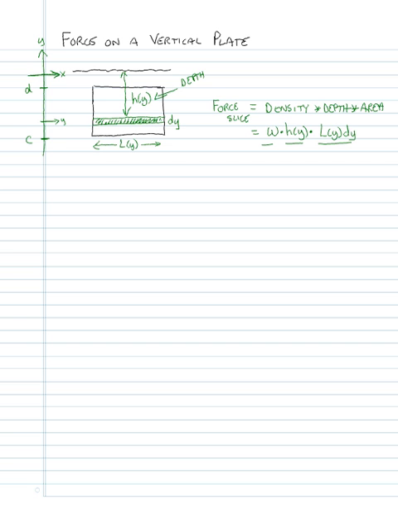Now, the total force on the entire plate would be adding up all of the forces applied to any strip that we could have, starting down at the bottom and going all the way up to the top. And there's an infinite number of those, so we use integration to add up the force on the infinite number of strips. So the total force comes about by using an integral. The force is equal to the integral starting at the lowest place that strip could be and going to the top place that strip could be. So from C to D of W h of y times L of y dy.